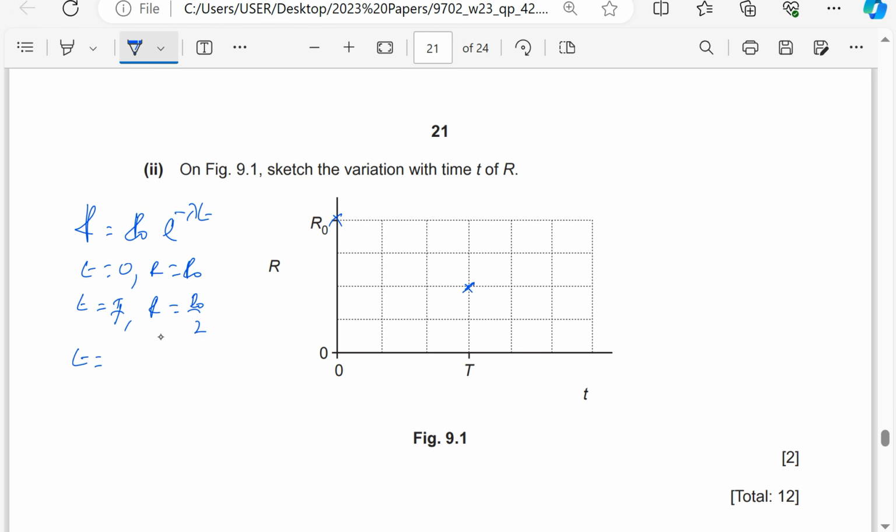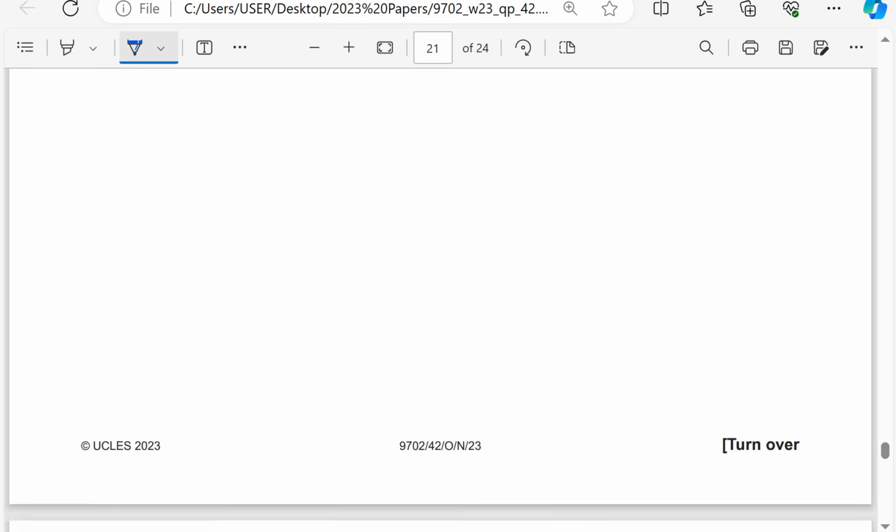Then at t equals twice T, R is again half, which is going to be R naught over 4. So this is twice T. So this is the point. So I just sketch this curve. Okay, so that will be the curve. It goes through this point, and then that point, a quarter. So that is the curve. That was a simple question.